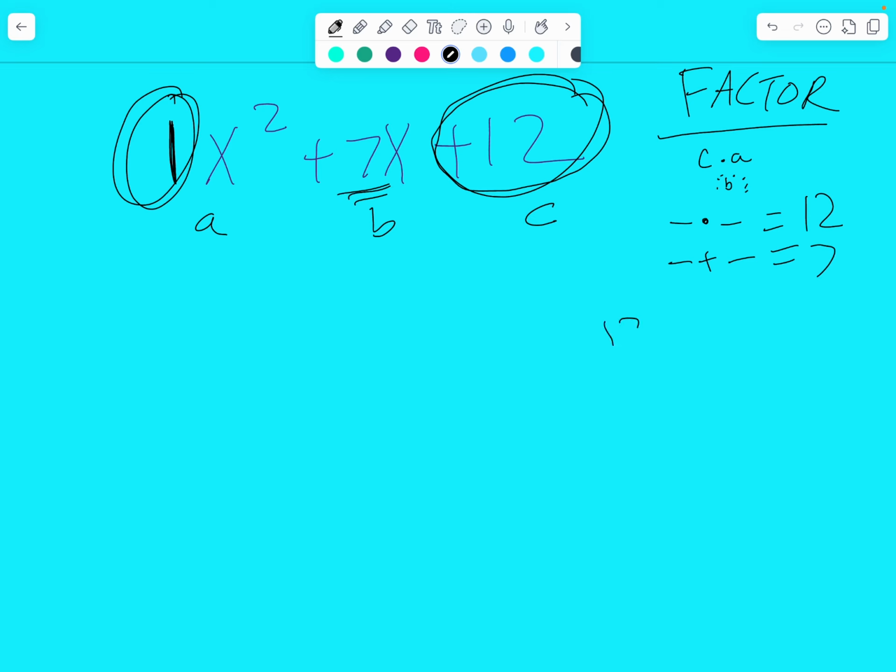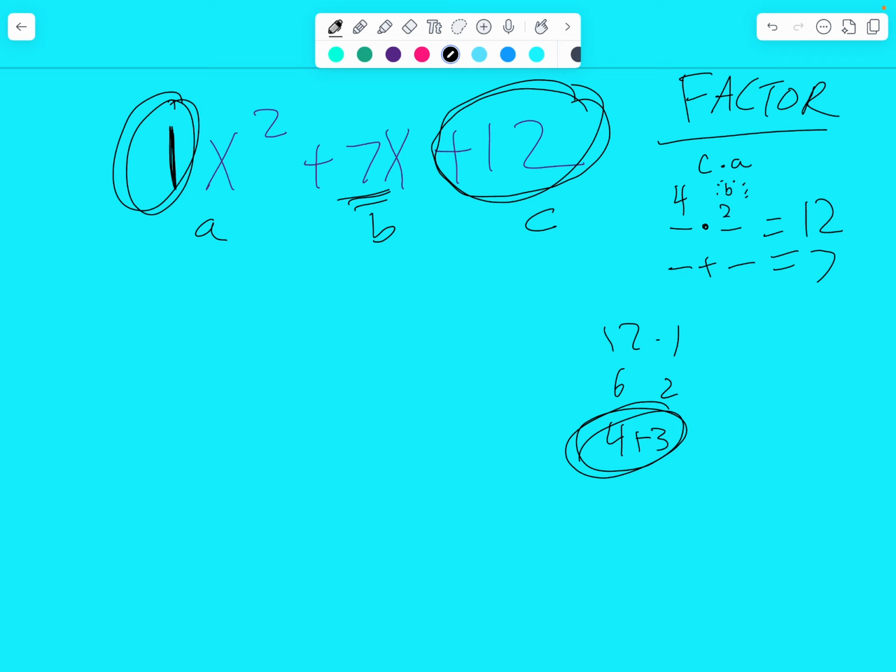And I'm thinking about it. 12 times 1? No, because that would be 13 if I added it. We got 6 and 2. No, because 6 plus 2 is 8. And then I got 4 times 3. Well, that's 12, and that adds to 7. Oh my gosh, that's special. So I'm going to write 4 times 3 is 12, 4 plus 3 is 7.